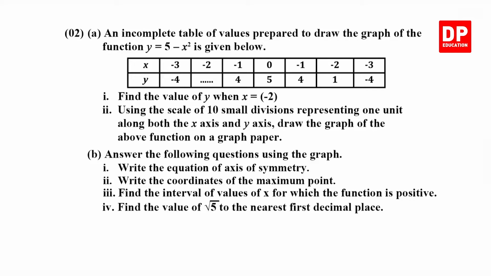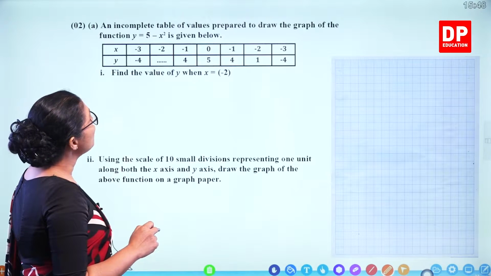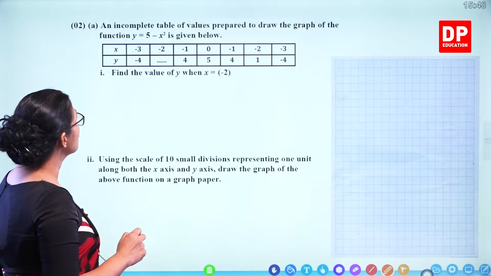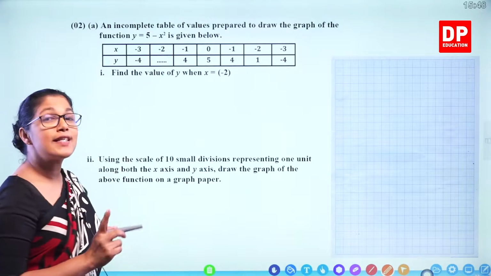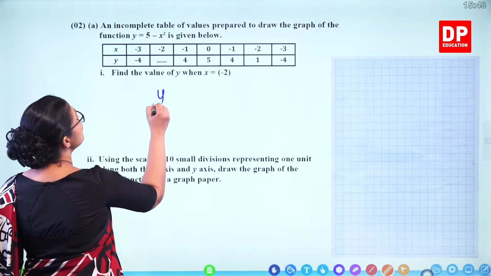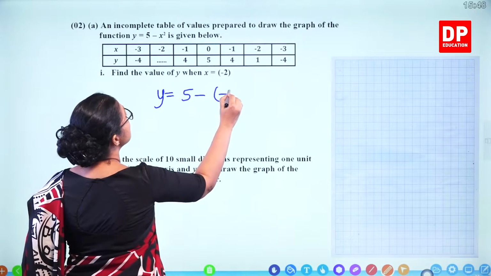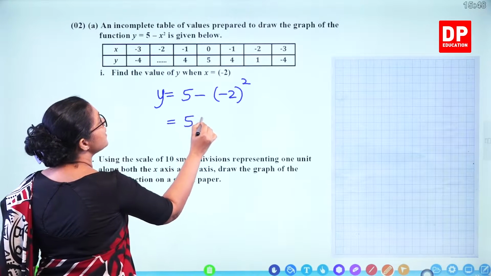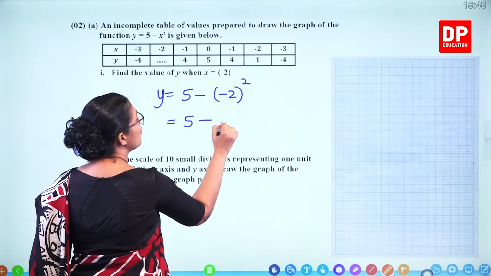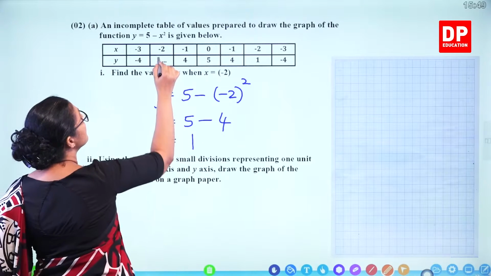Now you can try question number 2. So you get 2 parts. This is about a quadratic graph. So you can ask for a graph paper. An incomplete table of values prepared to draw the graph of the function y equals 5 minus x squared is given below. Find the value of y when x equals minus 2. That's substitution. 5 minus x, where x is minus 2. Make sure that you put it inside brackets. So minus 2 times minus 2, that's plus 4. So you get 1.